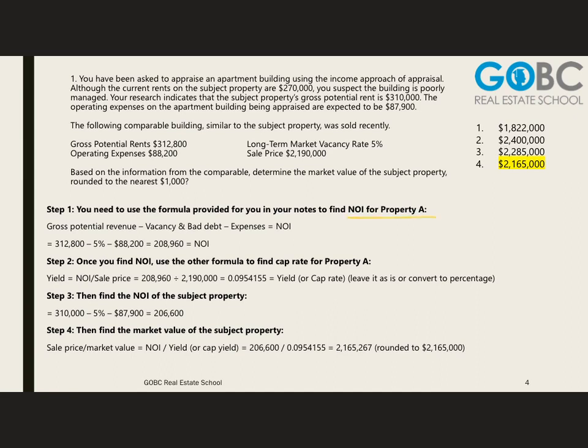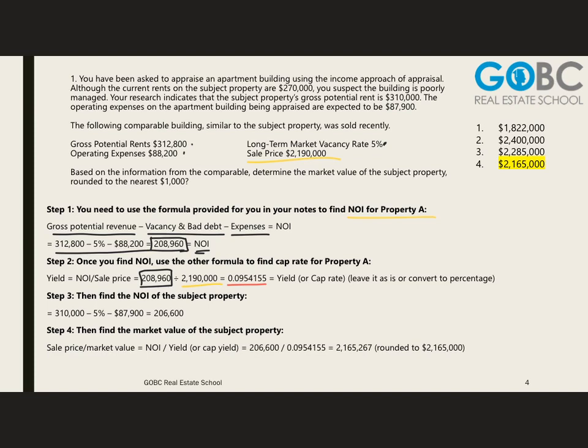You just find your NOI for that comparable, your property A. So you take your gross potential revenue, you subtract your vacancy and bad debt, which is your 5%, and you subtract your expenses. So $312,800 minus 5% minus $88,200 is $208,960 for your NOI. So you see that we have that NOI plugged into our yield formula as our second step, and we're going to use that and divide that by our sale price for that comparable property of $2,190,000.